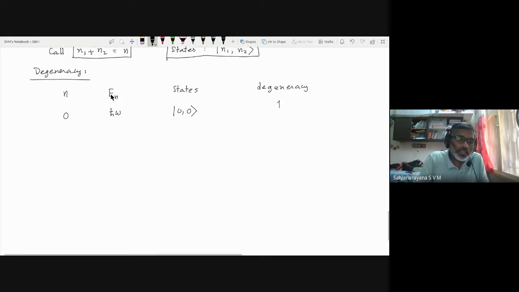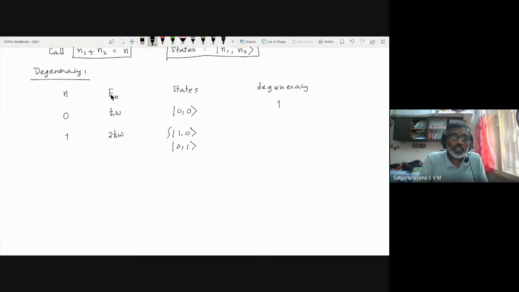Now suppose I take n equal to 1, then I have 2h cross omega as my energy. Okay, but remember n equal to 1 means n1 equal to 1, n2 equal to 0, or n1 equal to 0 and n2 equal to 1. So that means I have two states here, 1 comma 0 and 0 comma 1.